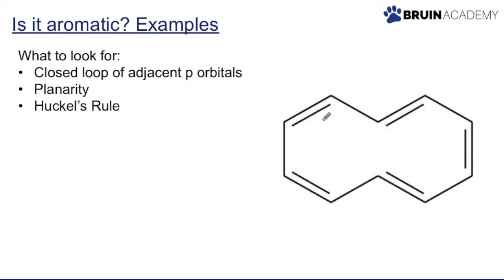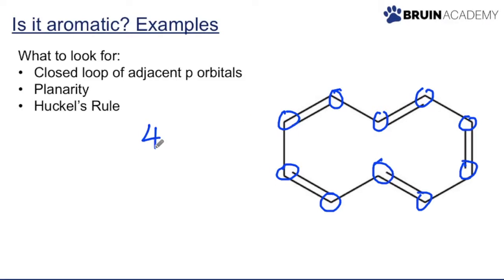Lastly, let's look at this molecule. This is 10-annulene. Again, we're going to look for that closed loop of p orbitals. Looks like we have that here. Indeed. I'm actually going to skip over planarity and look at Huckel's rule first. So 2, 4, 6, 8, 10. So your n is going to be equal to 2, so it does satisfy Huckel's rule.